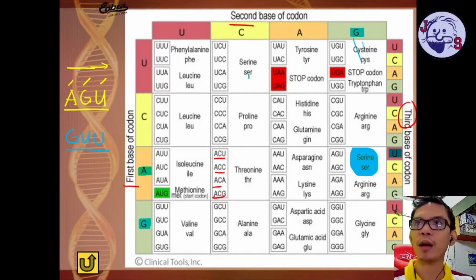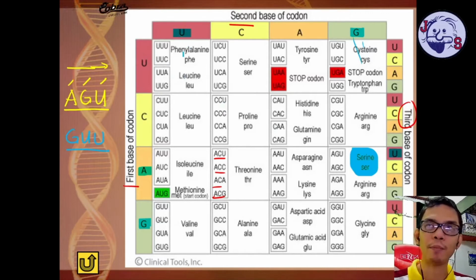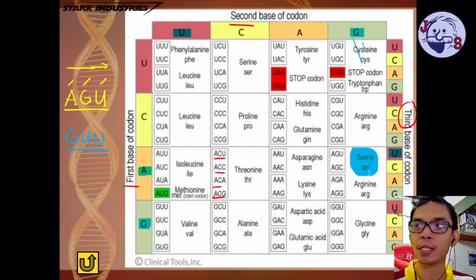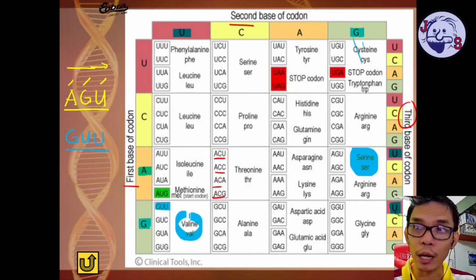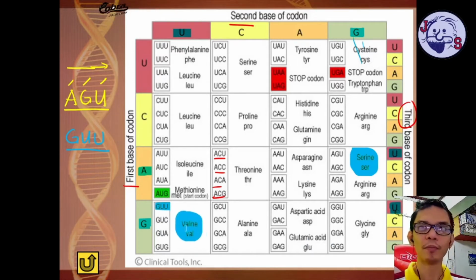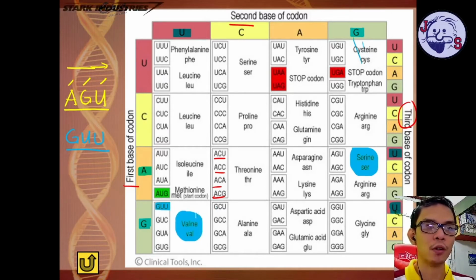Next, we have the U, the second base, so this column. And to be more specific, what amino acid are we looking for? We have the third base, the U over here, and that's the GUU. So the GUU corresponds to the amino acid called valine. That's how you use the codon chart that we have right here.